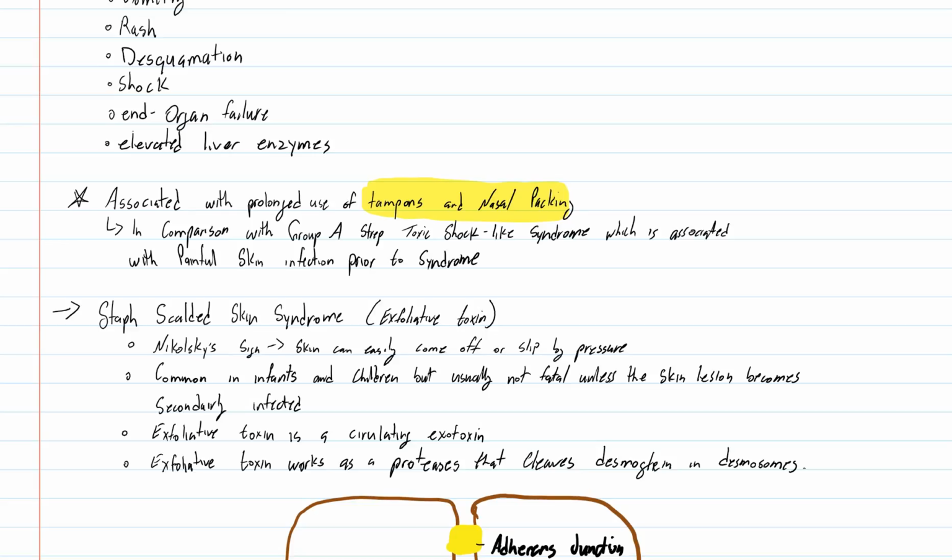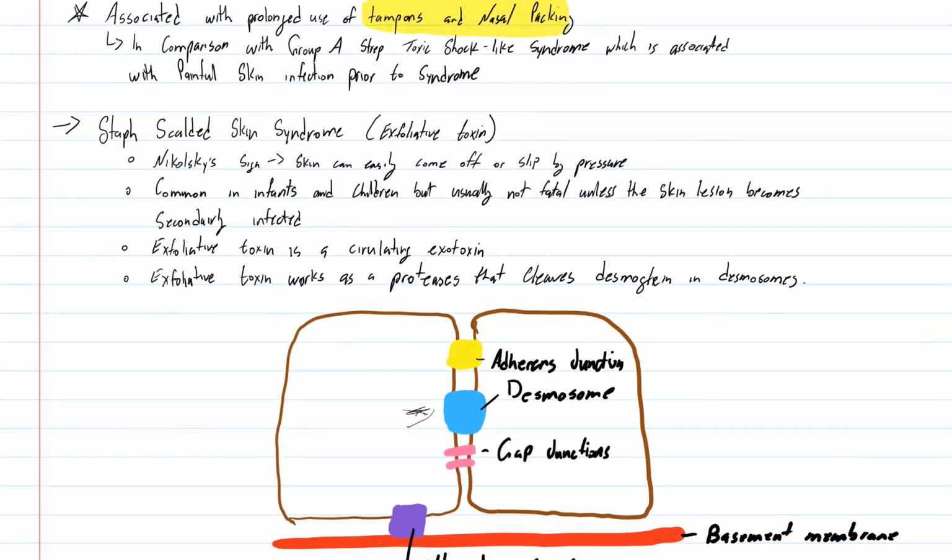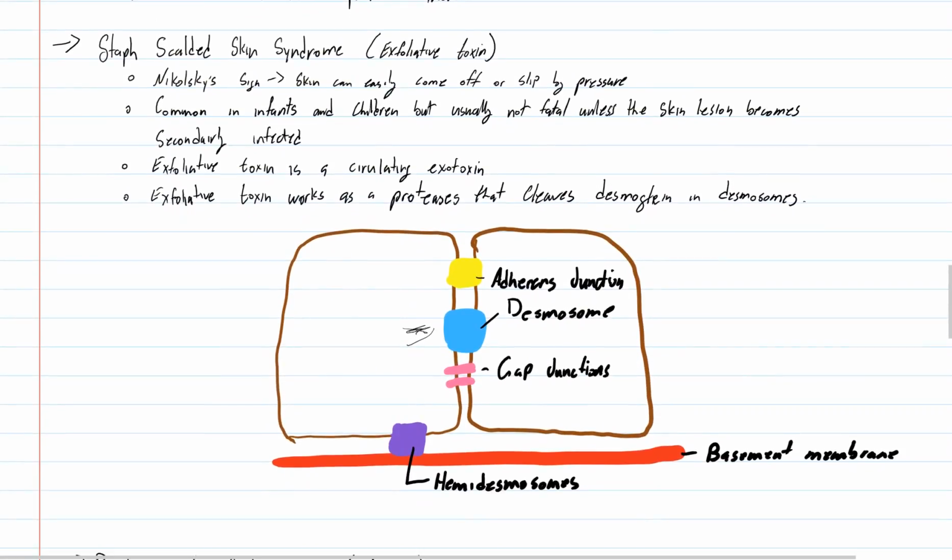It can also cause staph scalded skin syndrome and is caused by the exfoliative toxin, which leads to positive Nikolsky sign, where the skin can easily come off or slip off by pressure. It is most common in infants and children, but usually not fatal unless the skin lesion becomes secondarily infected. Staph scalded skin syndrome is caused by circulating exotoxin. The bacteria can be elsewhere in the body, and the toxin can still cause damage.